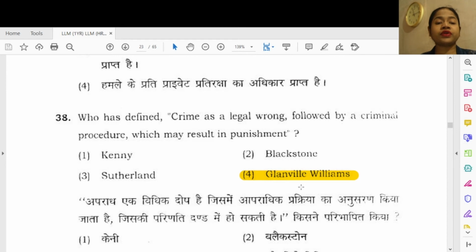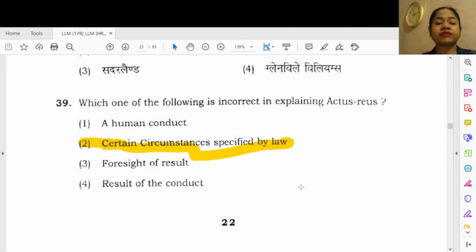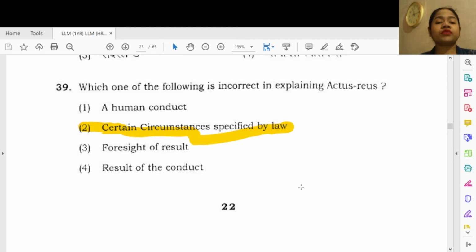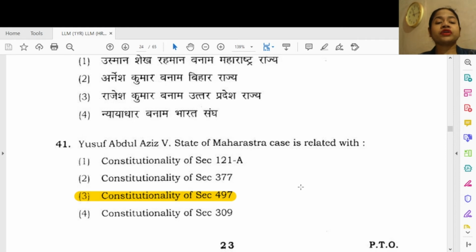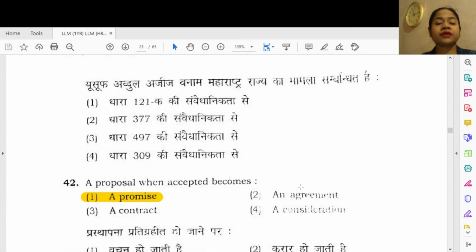Question number 38. Who has defined crime as a legal wrong followed by a criminal procedure which may result in punishment? This is option number 4, Glanville Williams. Question number 39. Which one of the following is incorrect in explaining actus reus? This is option number 2, certain circumstances specified by law. Question 40. In which case did the Supreme Court deny to curtail the ambit and scope of section 498A of the Indian Penal Code? This is actually option number 3, Rajesh Kumar versus State of UP. Question 41. Yusuf Abdul Aziz versus State of Maharashtra is related with option number 3, constitutionality of section 497, which means adultery.